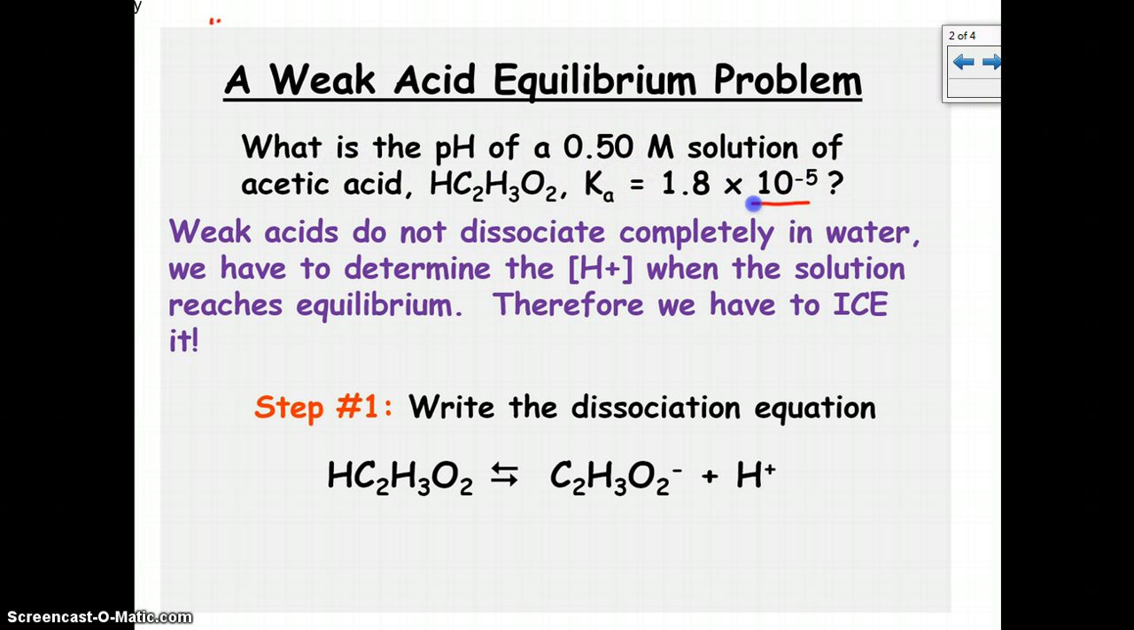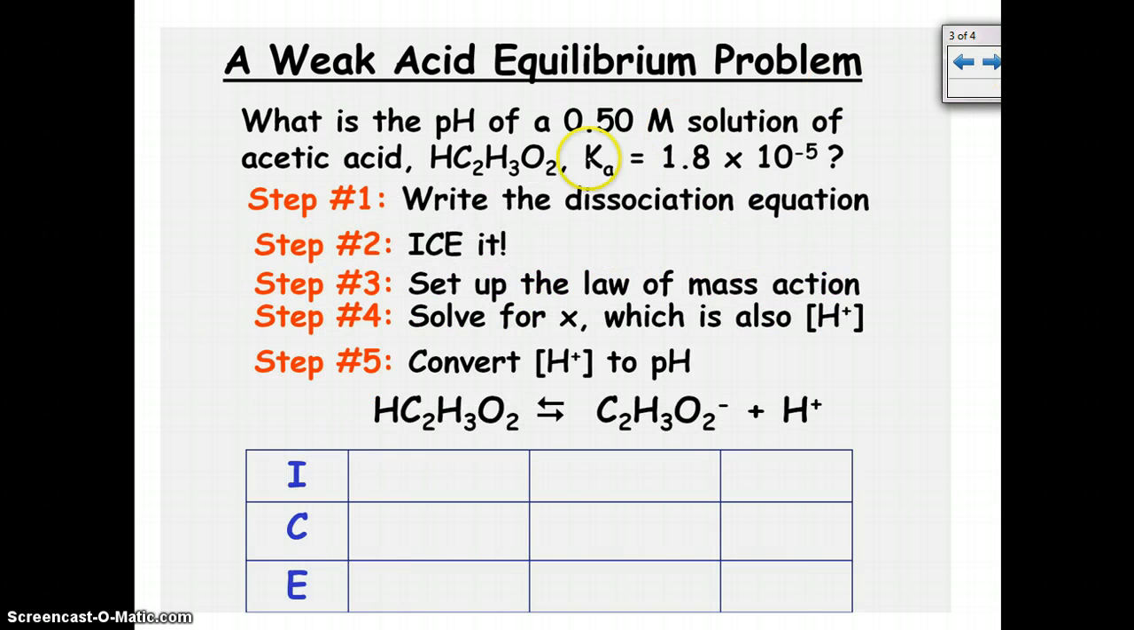Okay, now, if we are given a weak acid and asked for the pH, we have the Ka. Ka is small, and we know that weak acids do not dissociate completely in water, so we're going to have to determine, based on our Ka, what our H plus is. So we need to ice it. So we're going to go through a couple steps. Let me throw the steps up, okay?